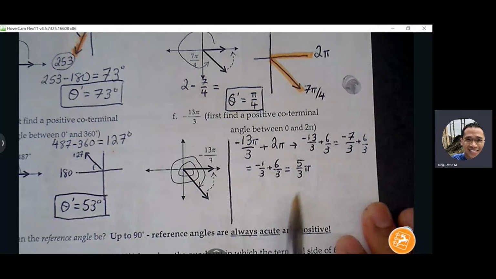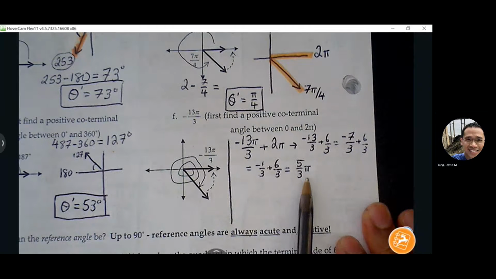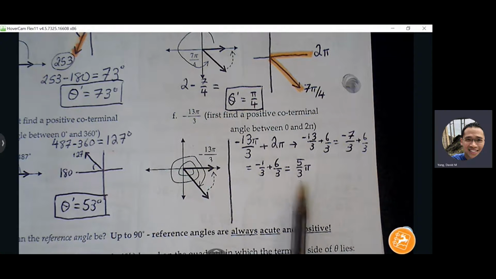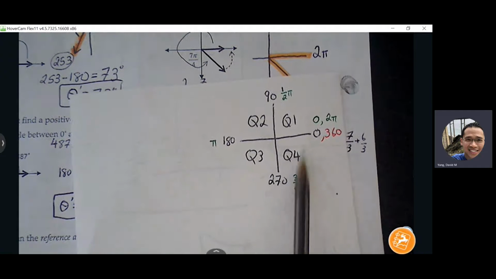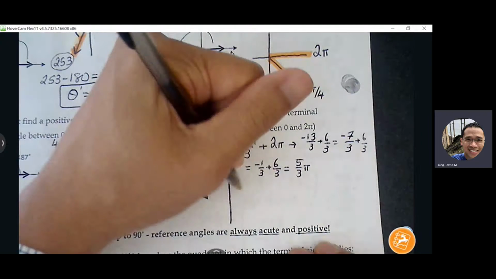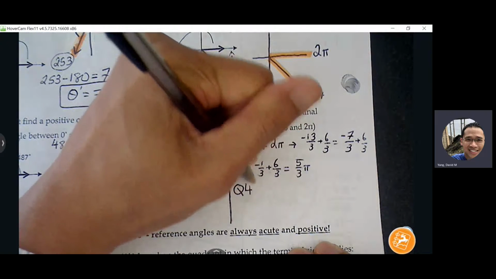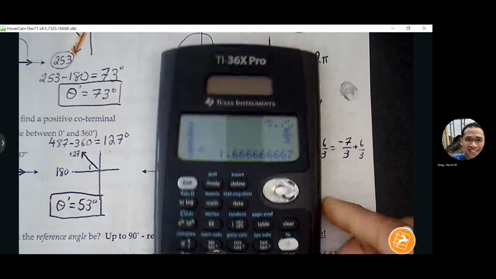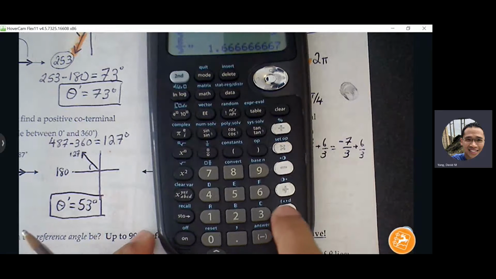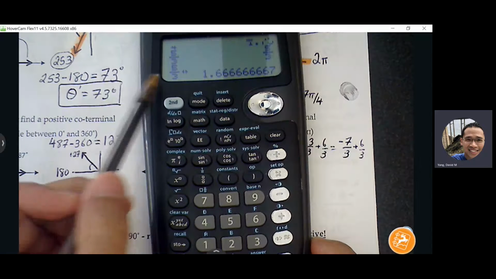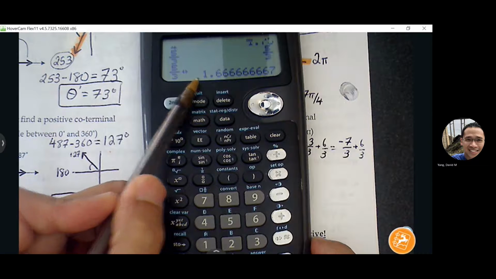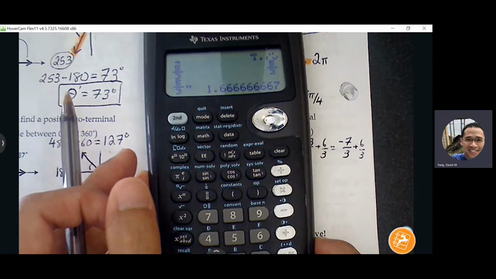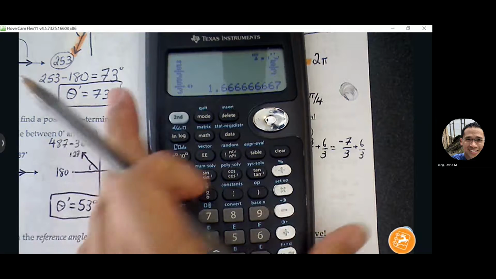So we have an idea which quadrant this is in. Fourth quadrant, right? 1.6 is between 1.5 and 2. That's in the fourth quadrant, so I'll say Q4. Yes, question. How did you get from 5/3? Right, so if you enter 5/3 into your calculator and then hit this fractional button, it'll convert that 5/3 into a decimal. And you get 1.6, right? Good.